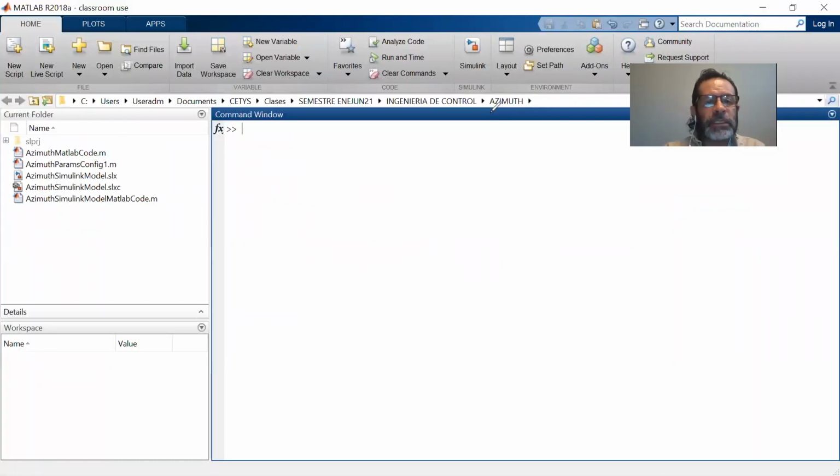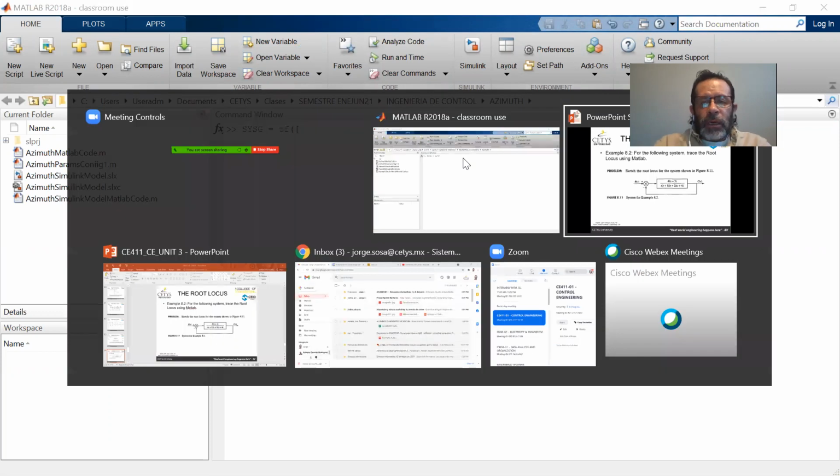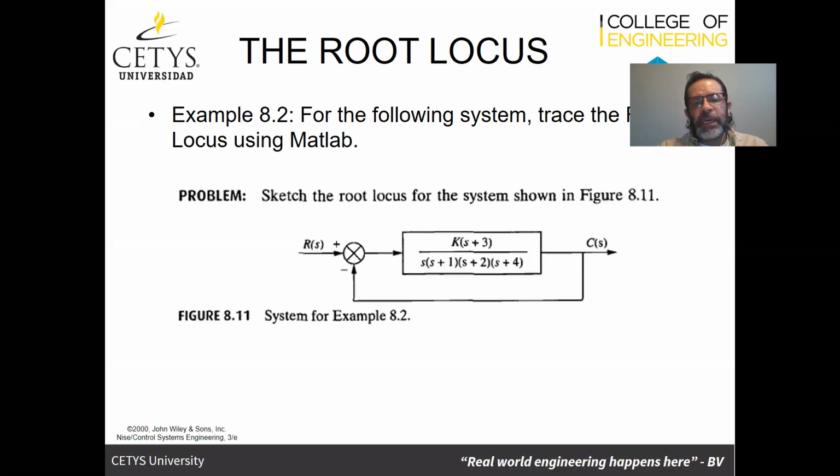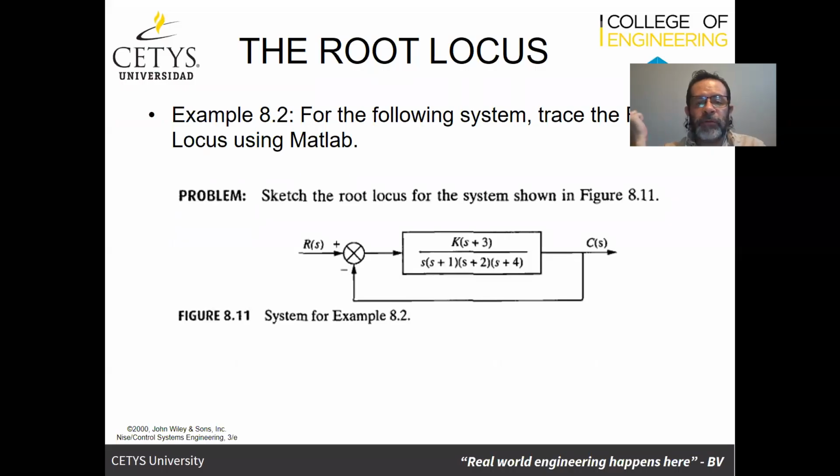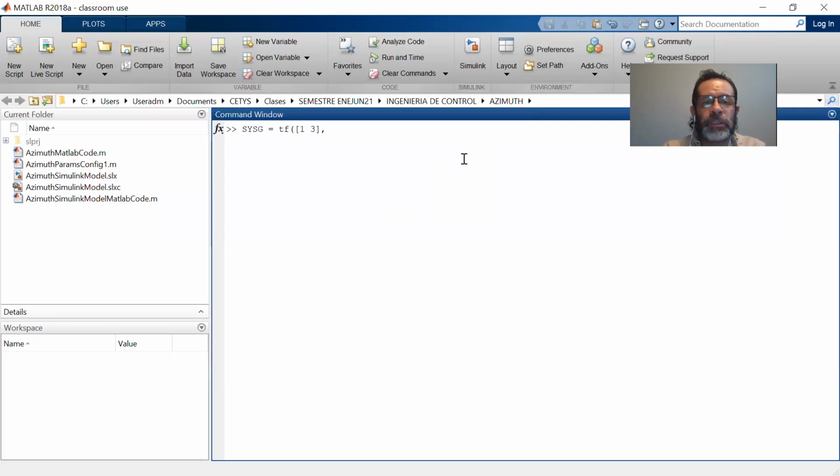First, we do a clear all, then a clc. You can follow along if you wish. I'm going to define the forward transfer function. sys_g is going to be the transfer function of, in the numerator, s plus 3, so it's going to be 1 and 3. On the denominator, we've got four factors: s times s plus 1 times s plus 2 times s plus 4. So it's going to be a series of convolutions.